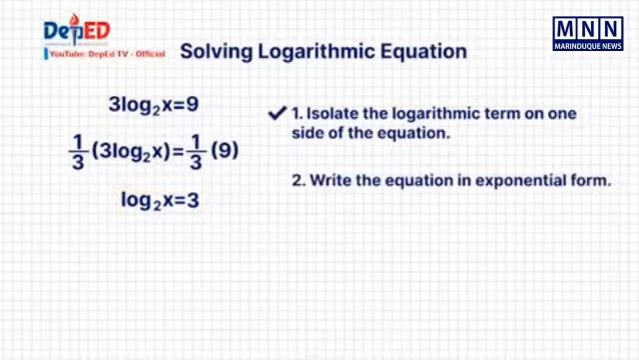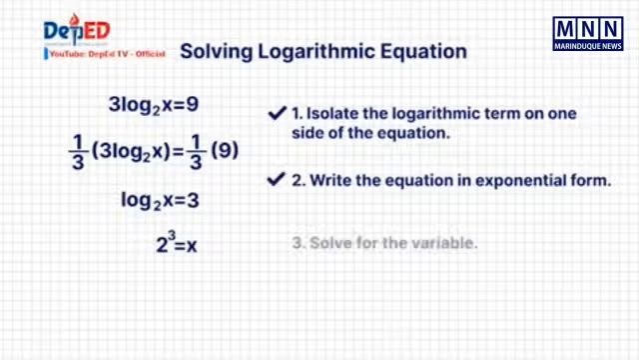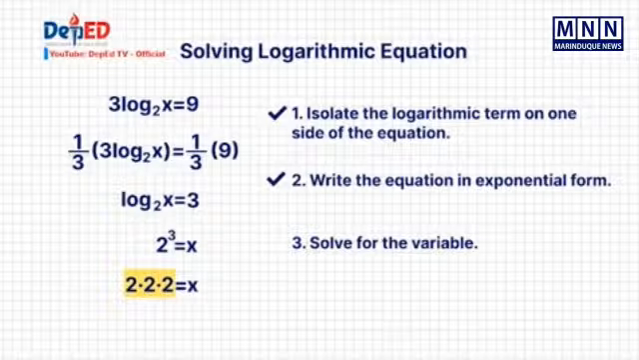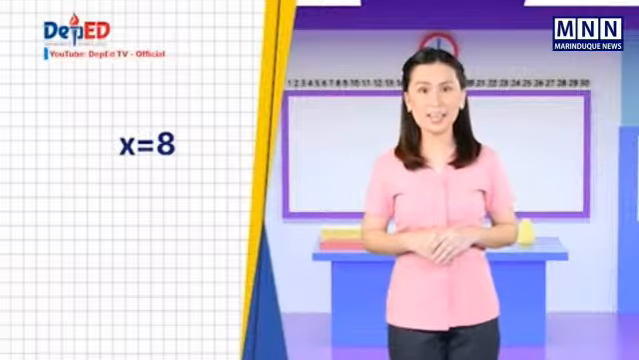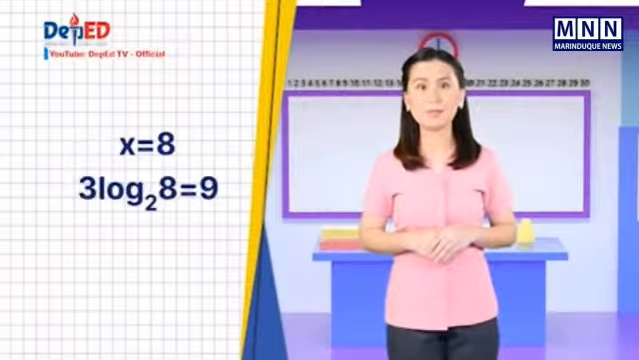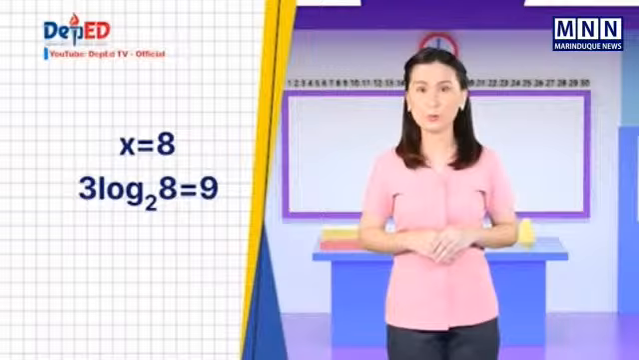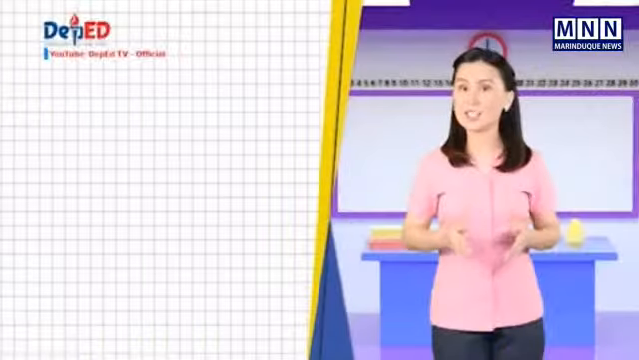The next step is to write the equation in exponential form. This can be written as 2 raised to 3 equals x. We then solve for the variable x. 2 raised to 3 is the same as 2 times 2 times 2, and that is 8. Hence, we say that x is equal to 8 and 3 times the logarithm of 8 with the base 2 is equal to 9. Let us check it using the calculator.